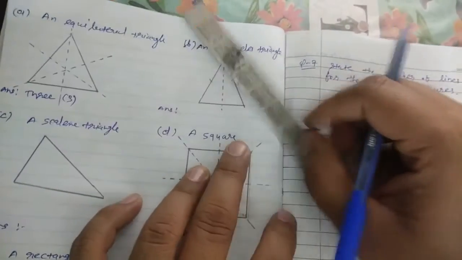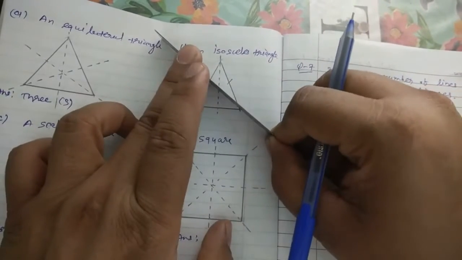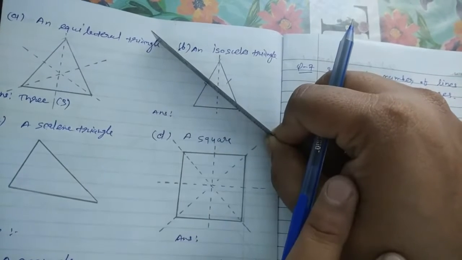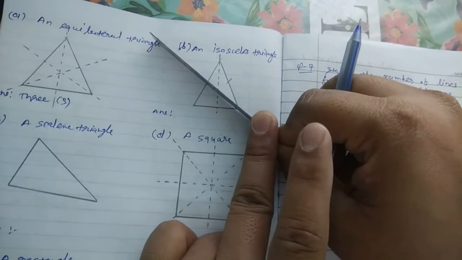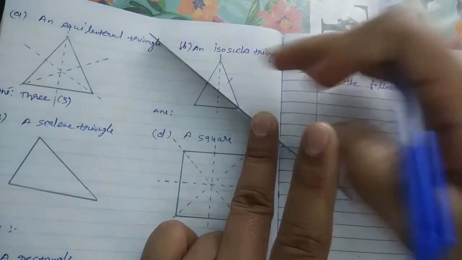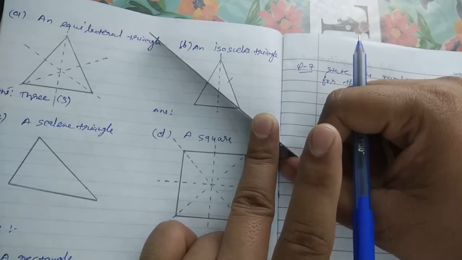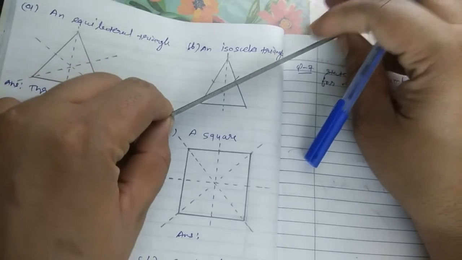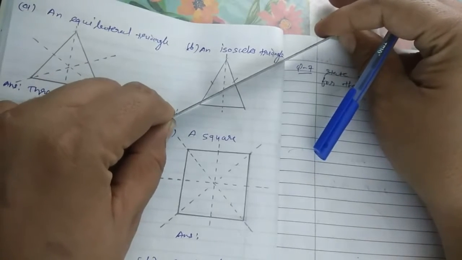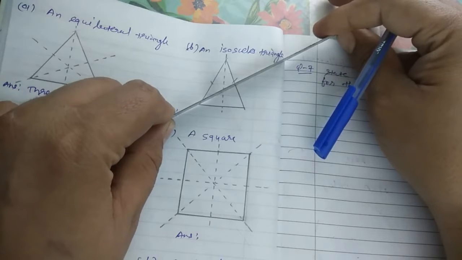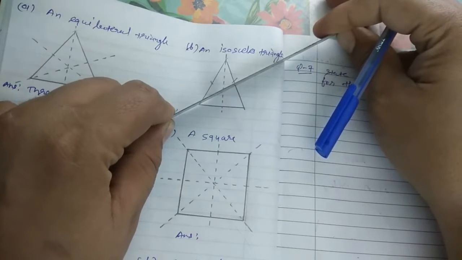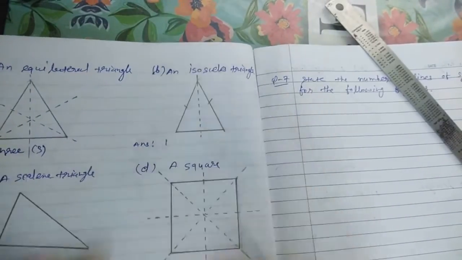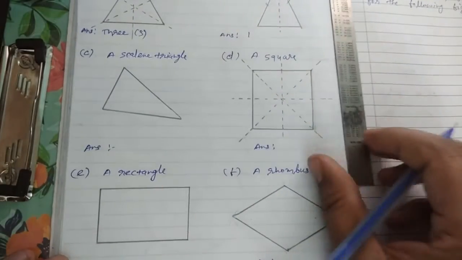Next we will check from the other vertices to the middle point of the opposite sides. So here we can see that these two parts are not the same, and when we fold them they will not coincide with each other properly. So this is not a line of symmetry. Next we will check from the other vertex to the middle point of the opposite side. Here also these two parts are not the same, and when we fold them they will not coincide with each other. So in an isosceles triangle there is one line of symmetry.